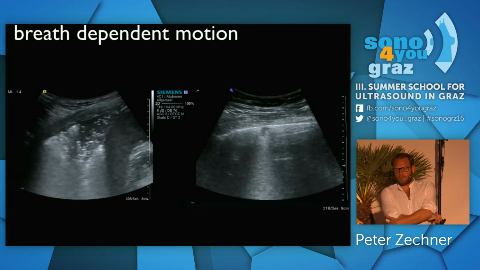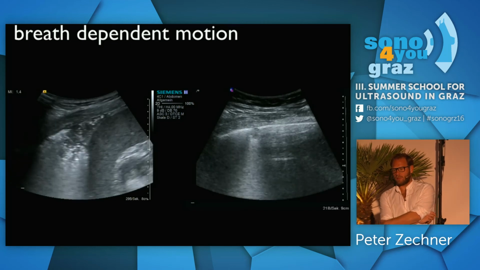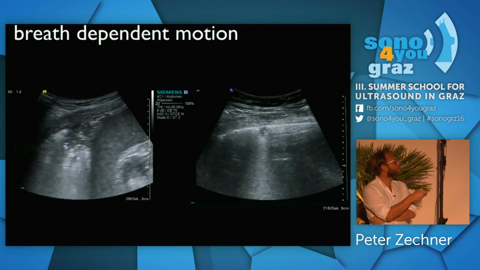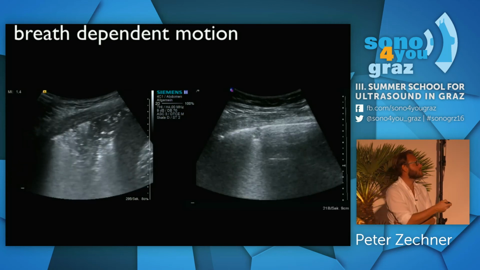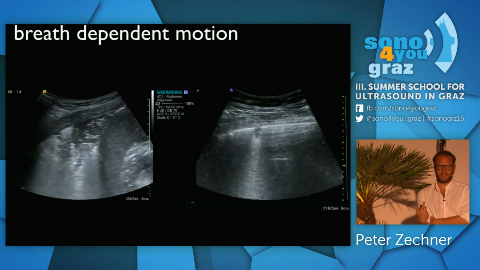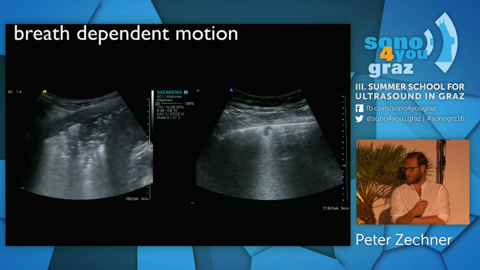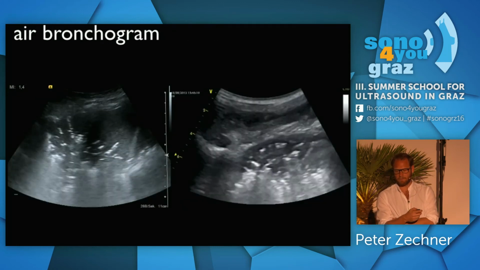Normally, we see a breath-dependent motion of our consolidations. Like in this patient, with every breath we see a movement of the consolidation, and also in this small consolidation that we did already see before, we can see a breath-dependent motion.